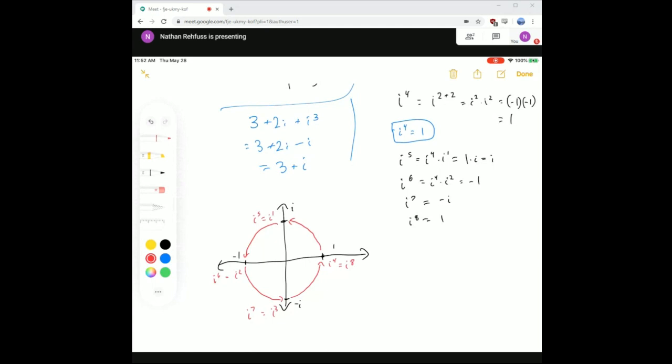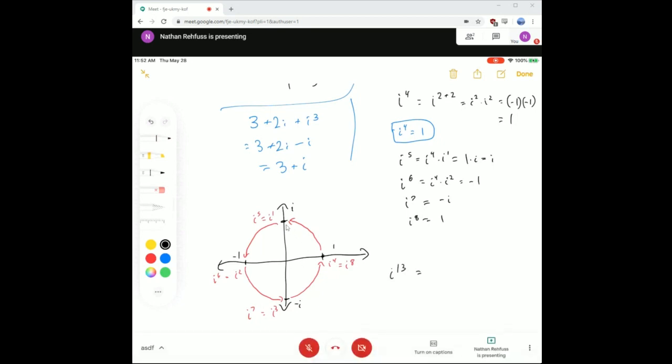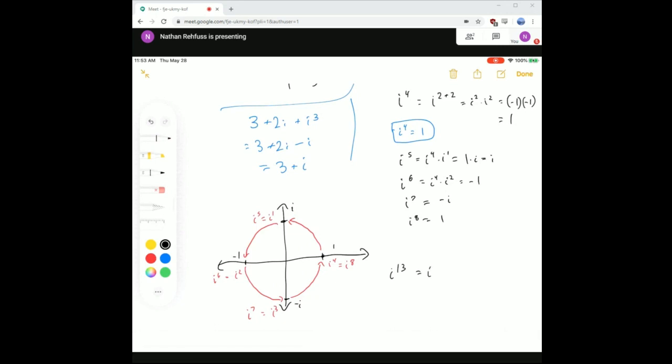But first, this means if I asked you on a test, what is i to the 13th power? You could say, follow my cursor here. First power, 1, 2, 3, 4, 5, 6, 7, 8, 9, 10, 11, 12, 13. i to the 13th is i. Now this is the geometric solution.